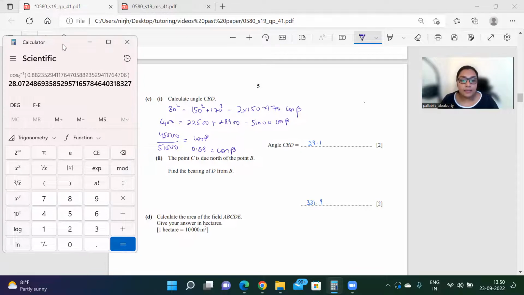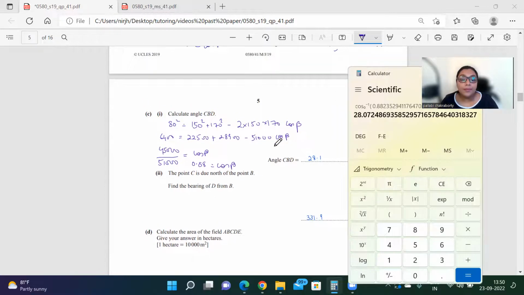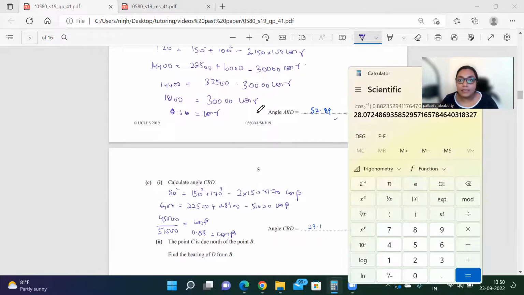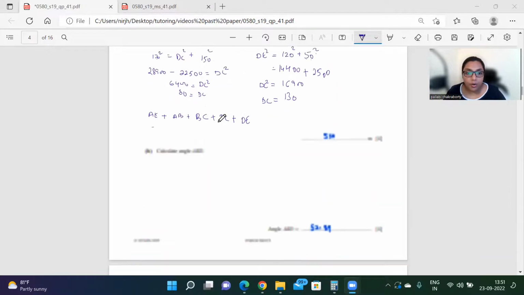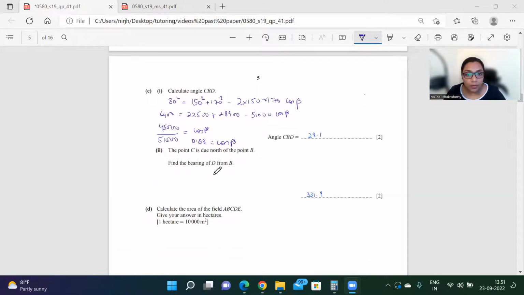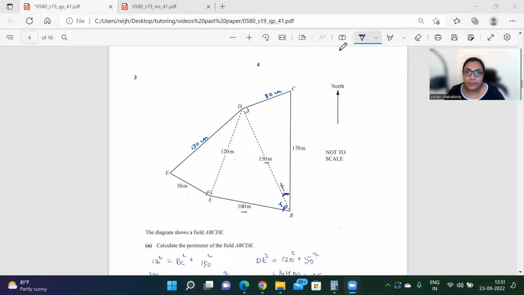Now, the next part is to find the bearing of D from B. What do we mean by the bearing? Very interesting, and you need to understand this. The question says you have to find the bearing of D from B. So from B, what is the bearing of D? Remember, whenever we are finding bearing, this is the north direction which we have to consider. The bearing of any angle is always counted clockwise from the north direction, right?